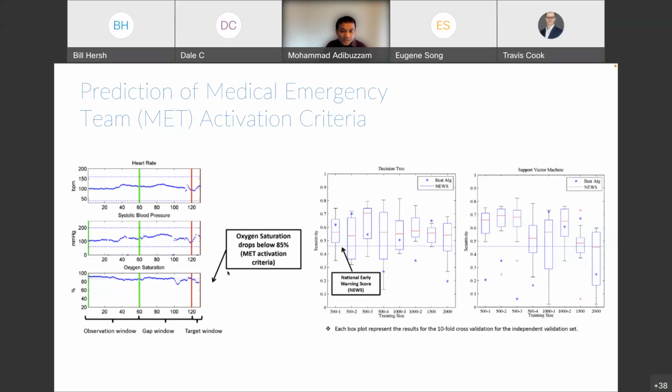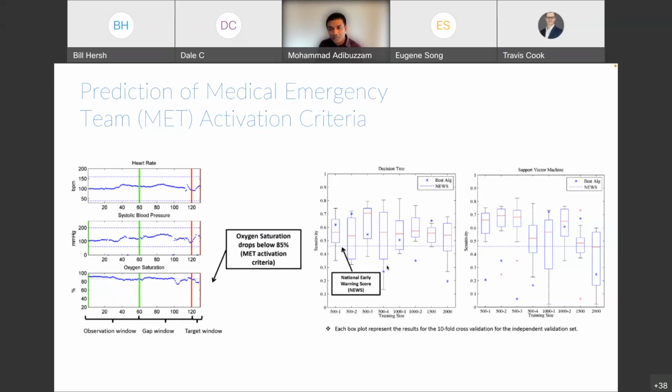So in this case, the oxygen saturation falls below 85% saturation level, and that was one of the criteria for MET activation. So this was a true positive event. And we trained this algorithm with hundreds of patients' data from the MIMIC database, and then we developed these machine learning algorithms.